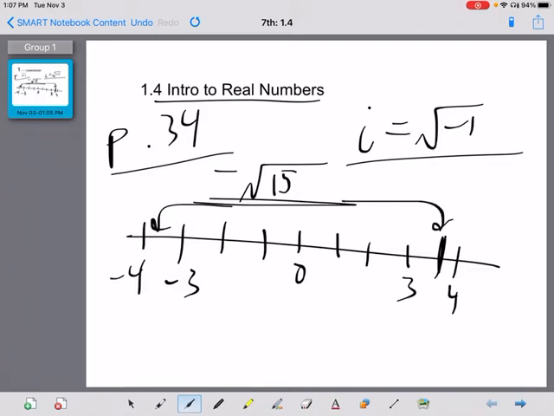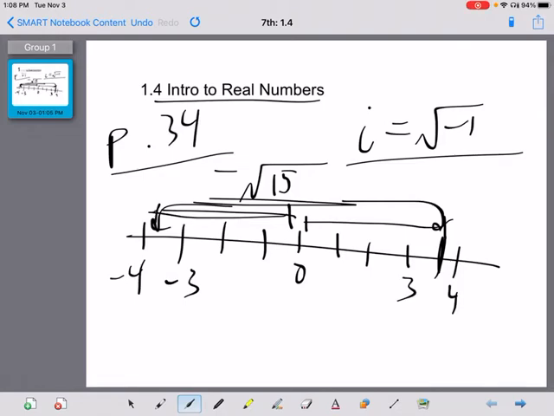And this distance would be the absolute value of the square root of 15, because it's positive, and here would be the absolute value of -15. Now, both of those are going to be the same number. They're both going to be a little bit less than 4, because absolute value can't be negative, as you should recall, because absolute value is just distance from 0, and distance can't be negative.